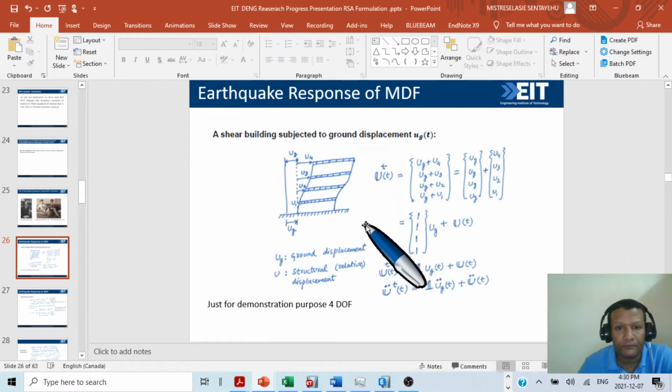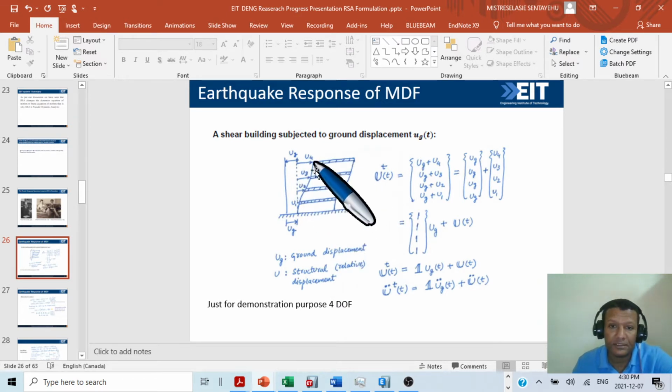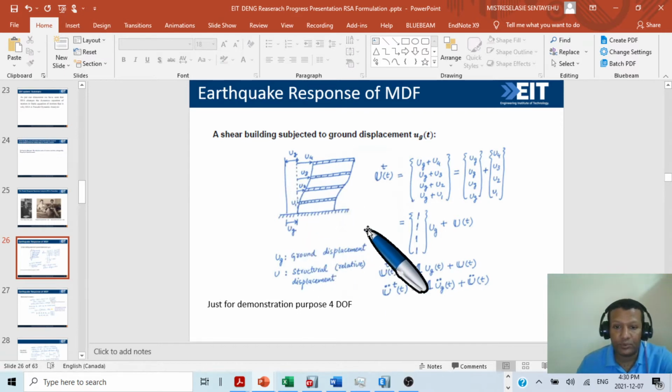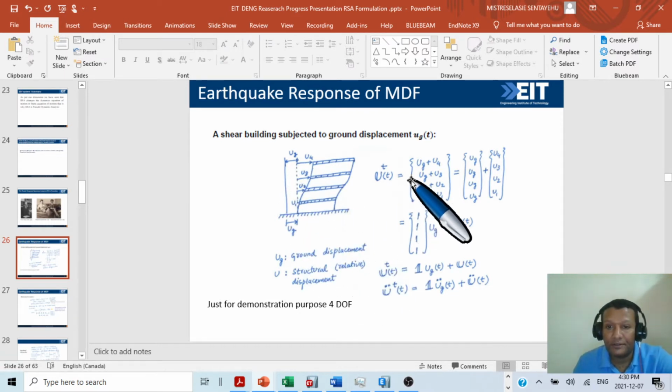As you can see here, we have ground displacement, and we have structural displacement. U1, U2, U3, U4 is the structural displacement, and UG is the ground displacement. So this is the first point. When we come to here, U total will be UG plus structural displacement, that means ground displacement plus structural displacement. This will be the total displacement, U total.